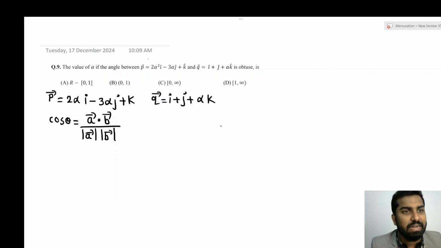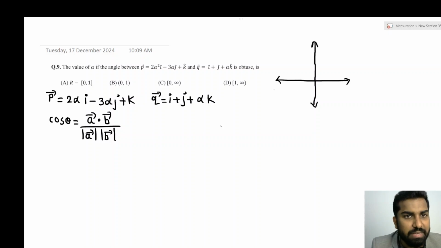Okay. So they are telling the angle between p and q is obtuse. Let me take the angle between these two vectors as theta. Suppose the angle between these two vectors is theta, then cos theta will be equal to a dot b divided by magnitude of a into magnitude of b.